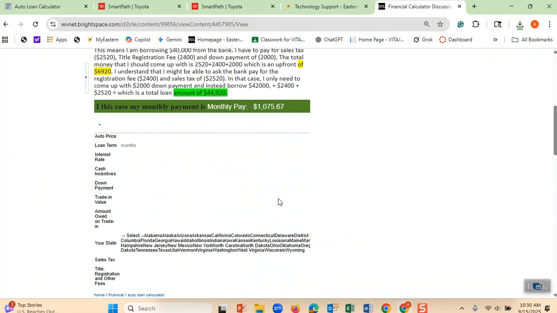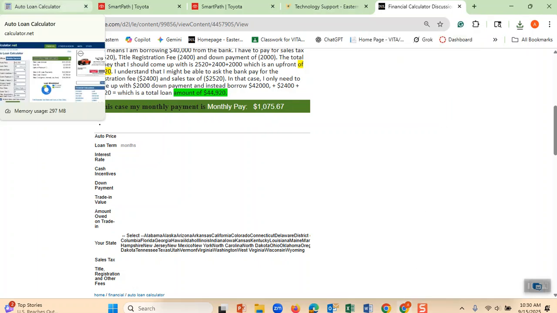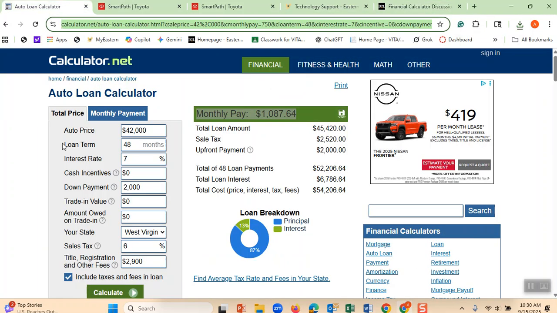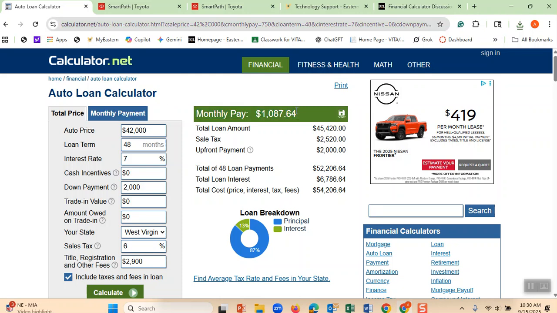We want to learn about this calculator and we want to make sure the dealer is not cheating you. The reason I say that is, if the bank is cheating you, you can go and use the calculator. You go to another bank. You say, okay, my payment is $1,087 a month.